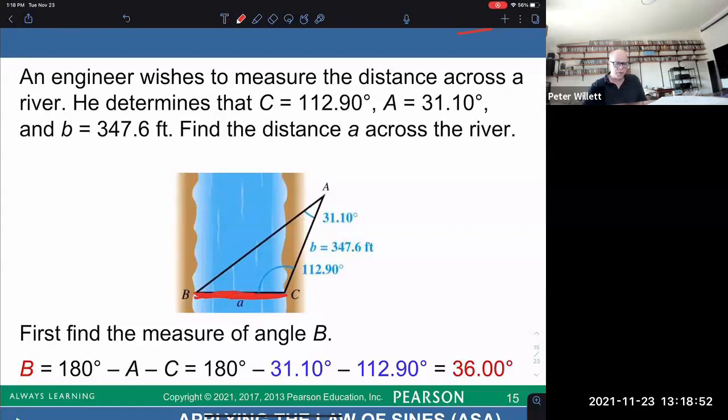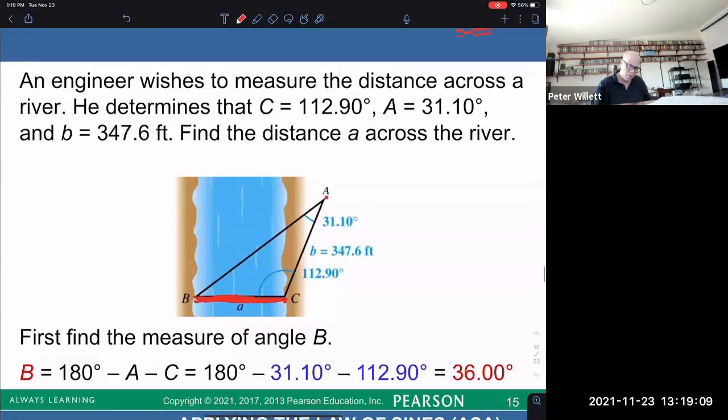The engineer determines that C, the angle from this point on one side to some point over here, A, that angle C is an angle measurement, 112.9 degrees, and that the angle A, from C to A to B, is 31.10 degrees. And the distance between A and C, which they could just walk because you're not having to go across the river, is 347.6 feet.